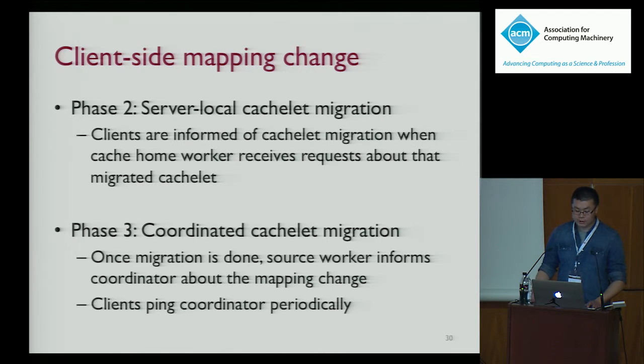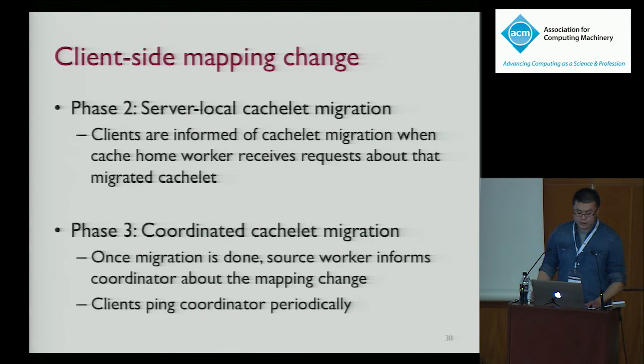For phase 3, this is done through a very simple protocol. Once the migration is finished, the source worker thread informs the central coordinator about the mapping change, while at the same time, clients periodically exchange heartbeat messages with the central coordinator, and they would eventually see the mapping change. So that completes the three-phase load balancer design.